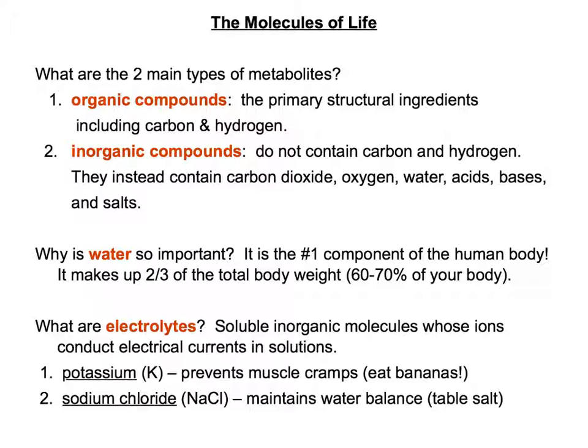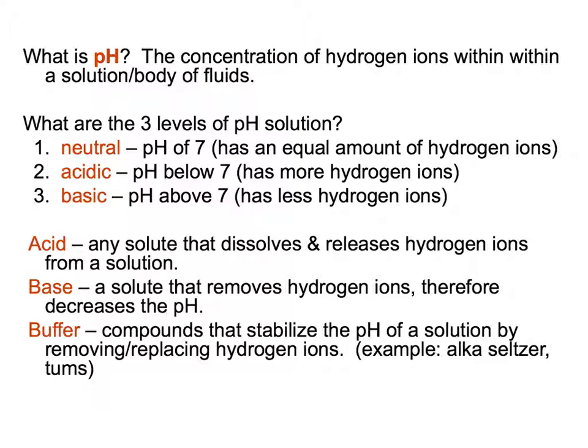Finally, what are electrolytes? They're soluble inorganic molecules whose ions conduct an electrical current in solution. Potassium is K, and it prevents muscle cramps. A lot of times we'll tell you to eat bananas. Sodium and chloride maintain water balance, and that's table salt. And then lastly is pH.